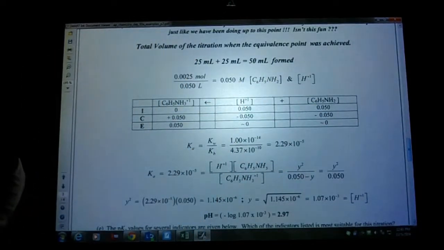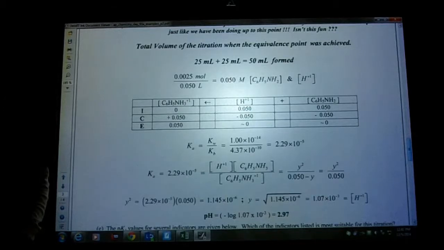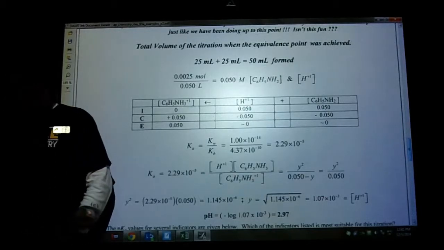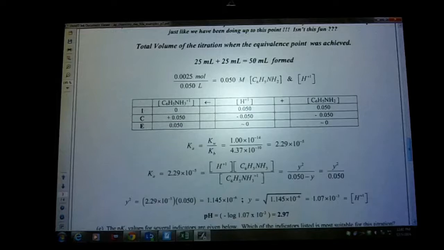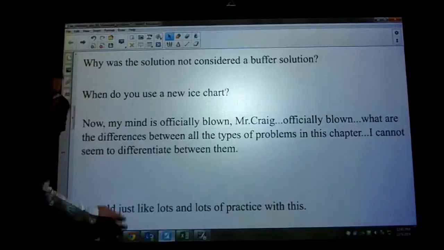So with titrations, we don't really care if we have a buffer solution. Now the lab that we're going to do will be a buffer solution. That'd be pretty cool. You'll like that one. Okay. So that's a good question.